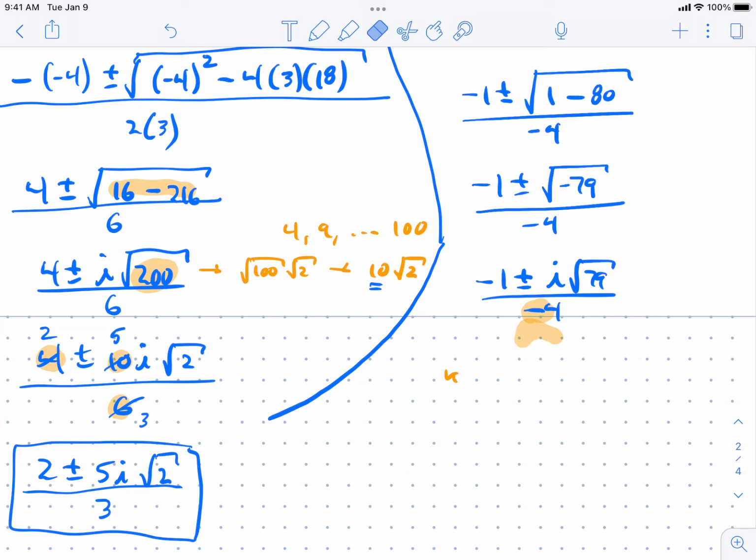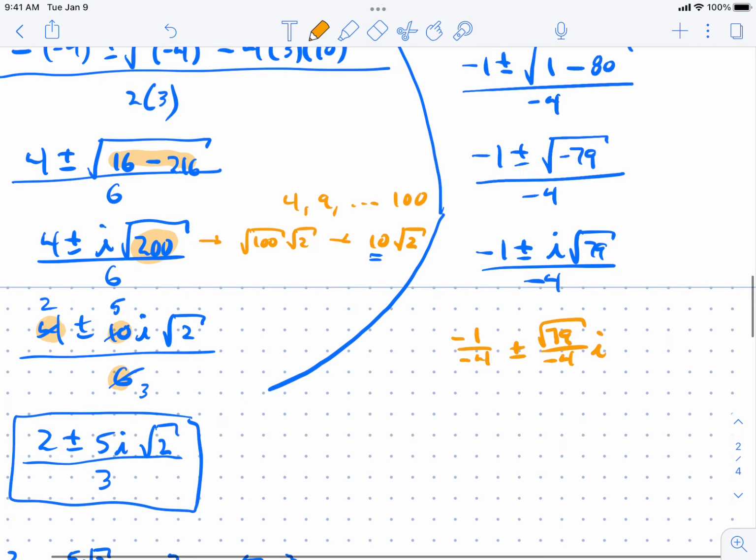Well, the safest approach, I suppose, would be to split this up into 2 fractions. So I get negative 1 over negative 4, plus or minus, and then the radical 79 over negative 4 times the i. Because if I split it up into 2 fractions, now I can see what's going on with the negative. First of all, over here it's canceling. That's just a 1/4.